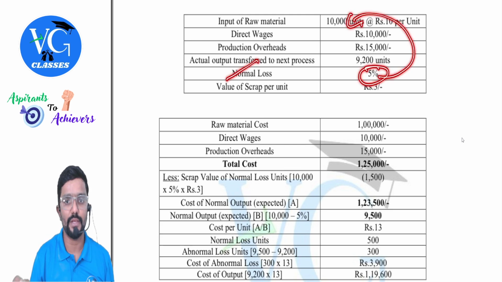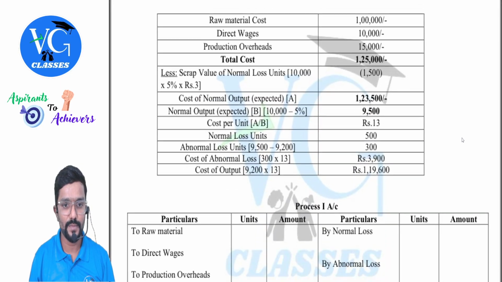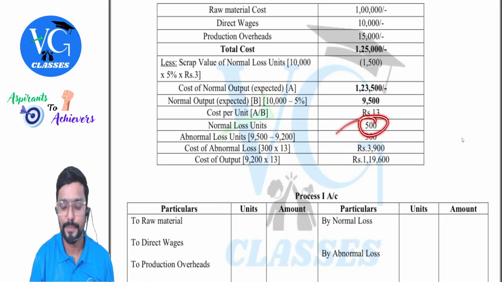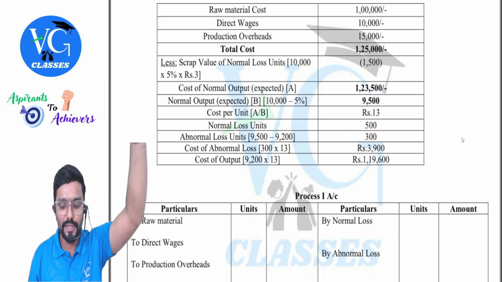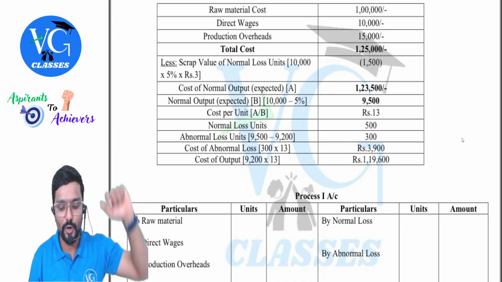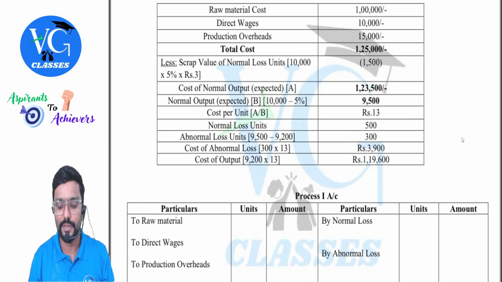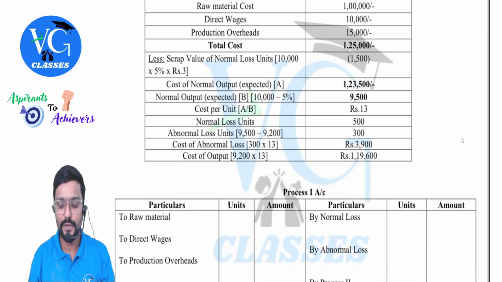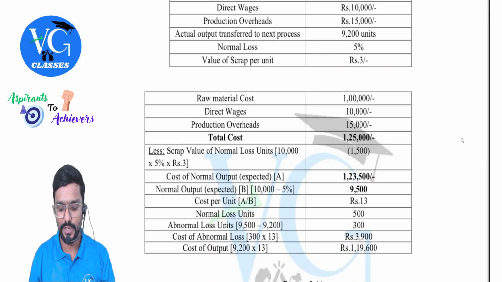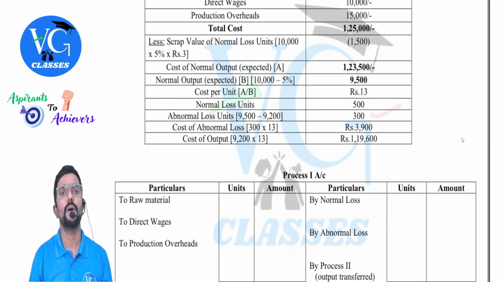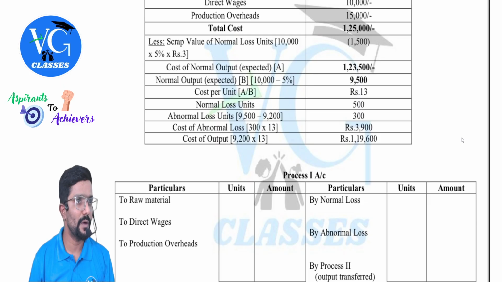5% on what? 10,000, which comes to 500. So what is the normal output? 10,000 minus 500, it was supposed to be 9,500. But actually the output is 9,200. That means the remaining 300 is abnormal loss. That would be the balancing figure in the units column.